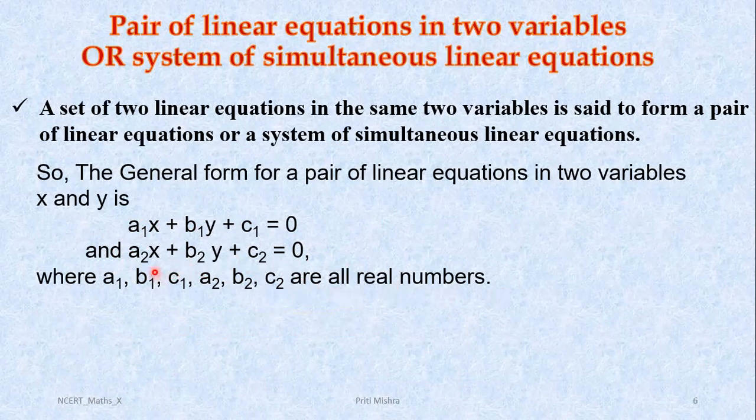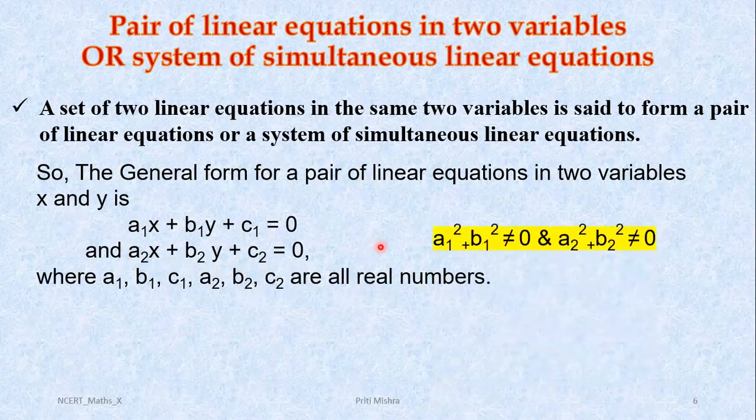means they can be a natural number, they can be positive, negative integers too, or they can be a rational number, like in fraction, 1 by 2, 3 by 4, just like this also they can take value. And here the most important thing, a1 square plus b1 square can't be equal to 0, and a2 square plus b2 square can't be equal to 0, because it means a1 and b1 can't be equal to 0 and a2 and b2 can't be equal to 0.